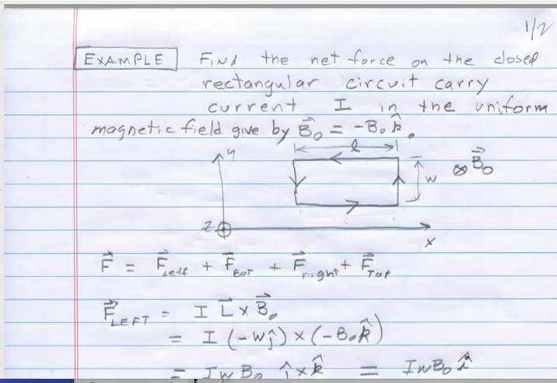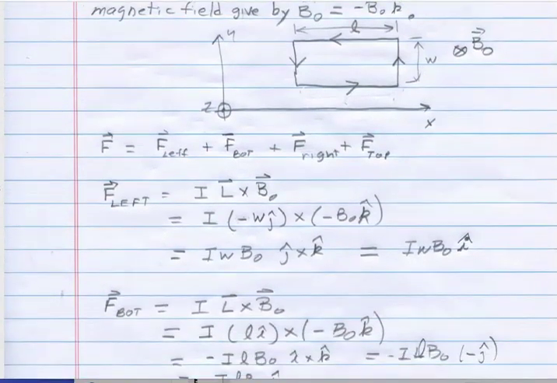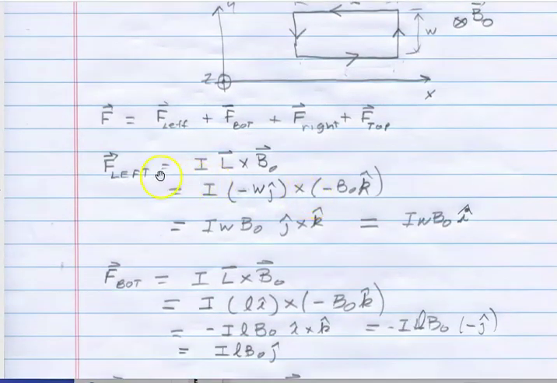So this is very similar to the previous problem, except I have a closed circuit. And calculations are exactly the same as before. Just methodically go through and put in everything I know for each one of these values. B naught is easy. It's always B naught k hat. I is easy. The magnitude of the current is always I. So it really is just L.